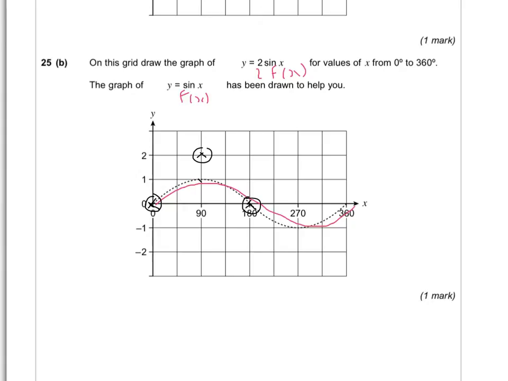Now looking at another interesting point, let's look at 270. When you plug in 270 to sine, you get out a value of -1. So when I plug in 270 into this, I get a value of -1, and then I double it, it becomes -2. So it moves down to there. And again, this 0 stays unchanged.